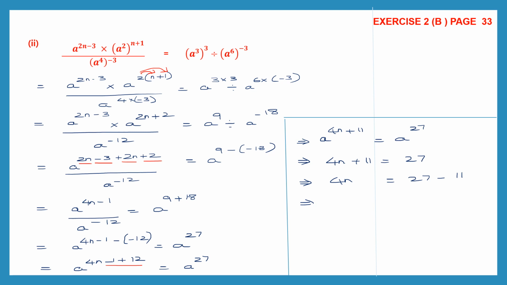Now we know the value of 4n. 4n is equal to 16. So now we can find the value of n. 4n means 4 into n. So when it goes to the other side, it becomes division. 16 divided by 4. 4 4s are 16. So now we have found the value of n. N is equal to 4. So we have found our answer. N is equal to 4.